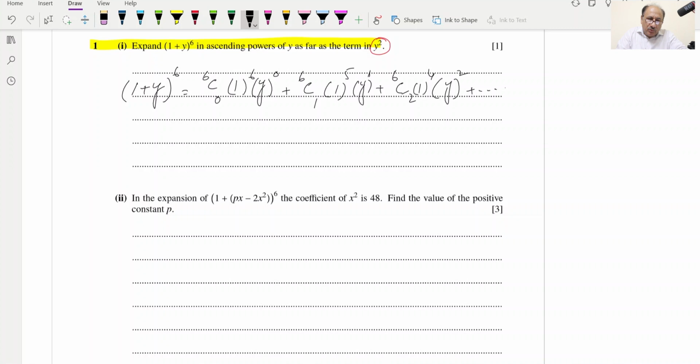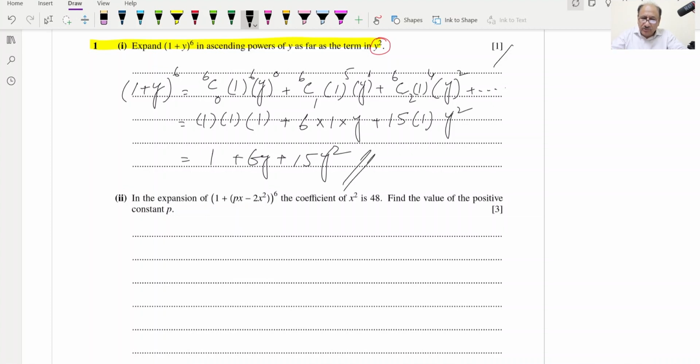The next terms we will be ignoring. 6C0 is 1, 1^6 is also 1, and y^0 is also 1, so these three all change to 1. Plus 6C1 will be 6, and 1^5 will be 1, and next will be y. 6C2 will be 15, times 1^4 which is 1, and y squared. After multiplying these, we get 1 + 6y + 15y squared. This will be the final answer for 1 mark.